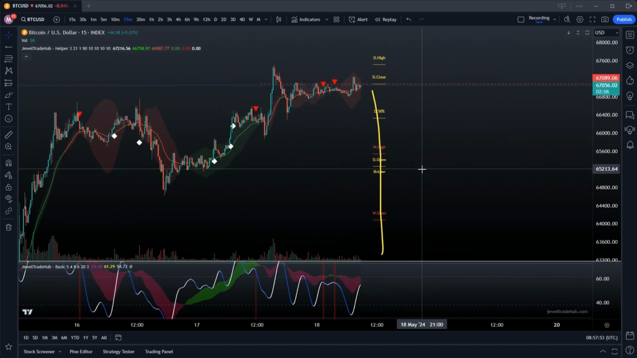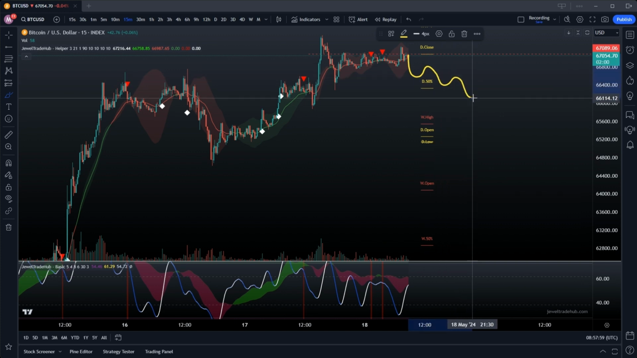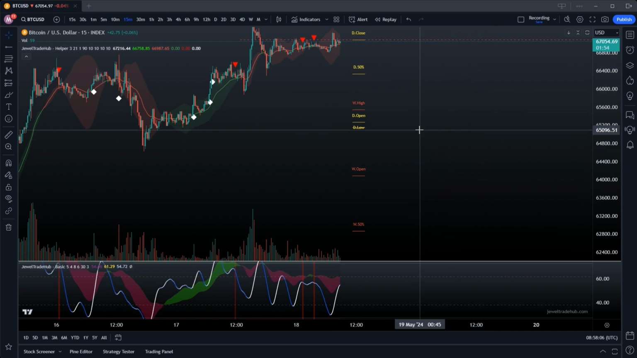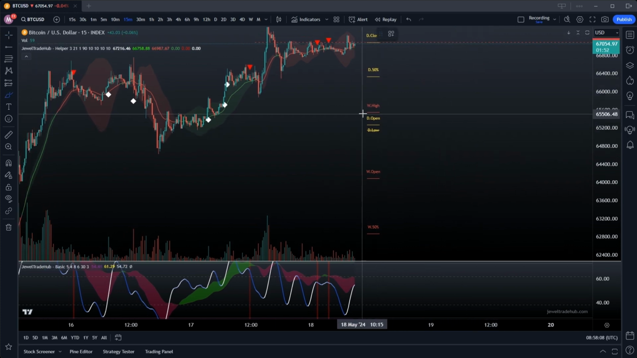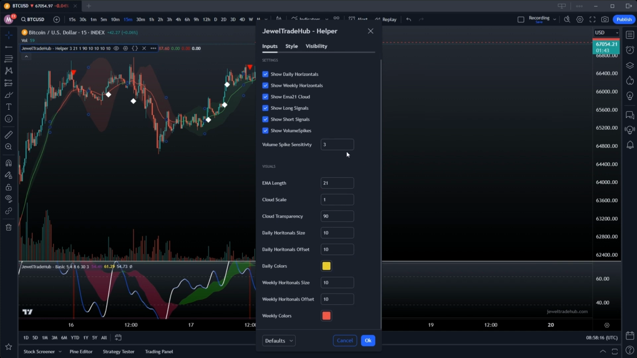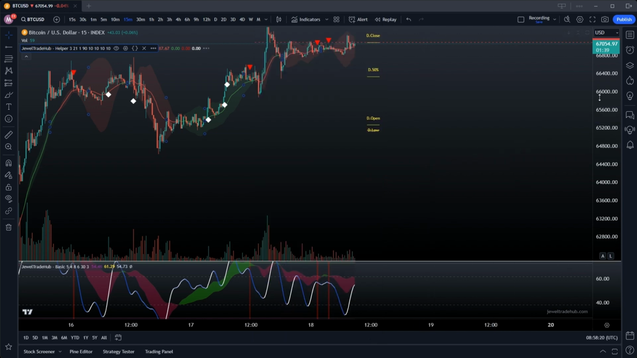which is not uncommon for Bitcoin, the main thing that I'm going to be trading is going to be that range. So in order to not clutter the chart unnecessarily, I would probably hide the weekly ones. How to do that is, you go to the settings of the helper script, and you can simply say right there, show weekly horizontals. If you uncheck that, the weekly are gone.